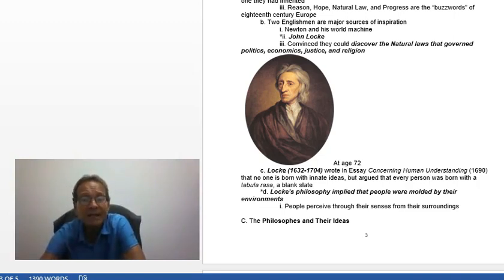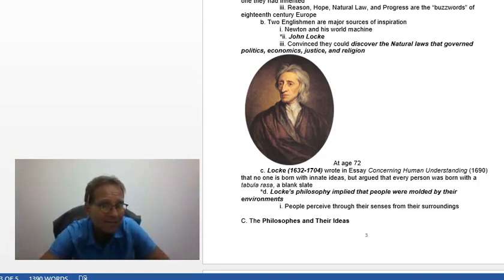There's a picture of Locke at age 72, the years he was born. And his philosophy implied that people were molded by their environments. In other words, you're born with a tabula rasa, a blank slate, and it's slowly filled over the course of your life. And depending upon where you live and what that environment is, that slate may or may not be filled adequately. People perceive through their senses from their surroundings.